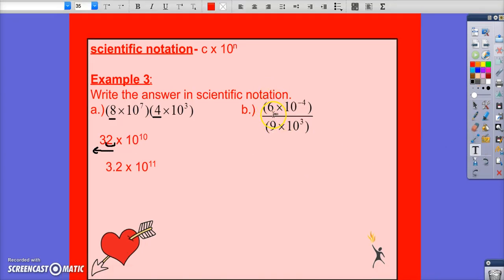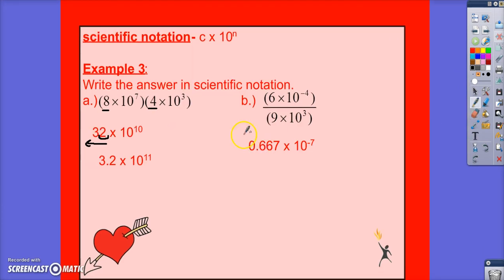Now the next one, let's follow rules. 6 times 10 to the negative 4th over 9 times 10 to the 3rd. Let's divide 6 ninths. 6 divided by 9 is 0.667. I'm dividing them. If I subtract my exponents, negative 4 minus 3 is negative 7.